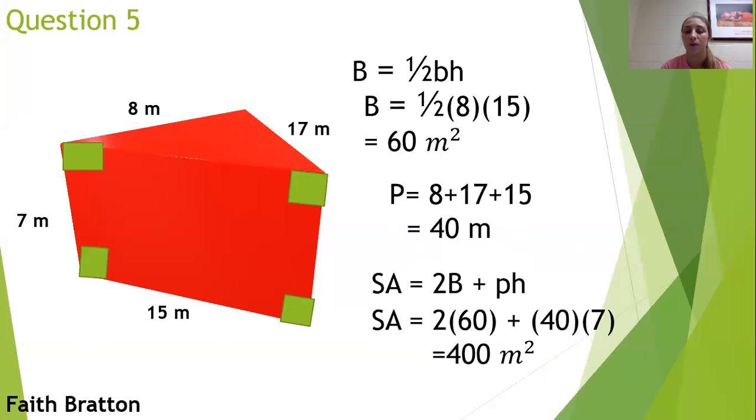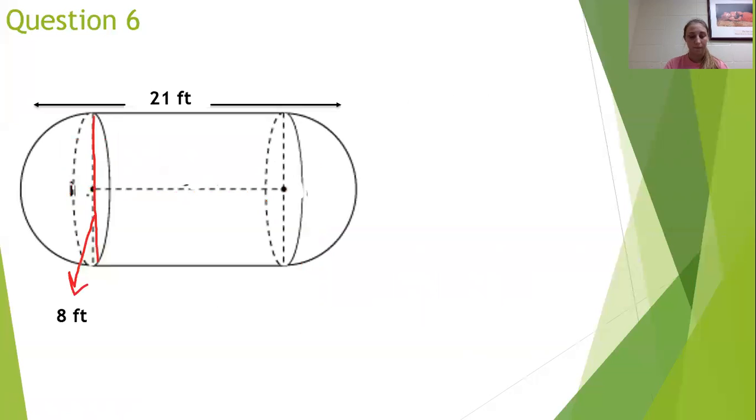For our surface area, we know we have to plug in the information. So we get 2 times 60 plus 40 times 7 equals 400 meters squared. For question 6, we are asked to find the surface area and the volume of this solid. Okay, this figure can be broken down into a cylinder and then on the sides 2 hemispheres. Then notice that the hemispheres can be added to make a sphere.